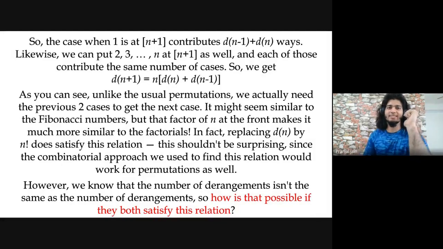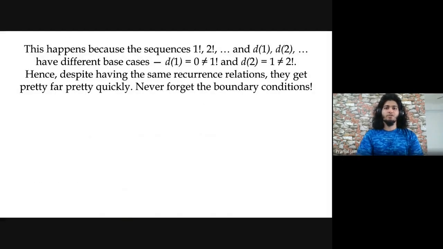So the most obvious case is, of course, 1, 2, 3, 4, and so on till n. That is, of course, not a derangement. Every number is at its home. So the number of these two can't possibly be the same. So how is the recurrence relation the same? The trick is in the base cases, and in the language of differential equations, the boundary conditions. So you should never forget your boundary conditions.